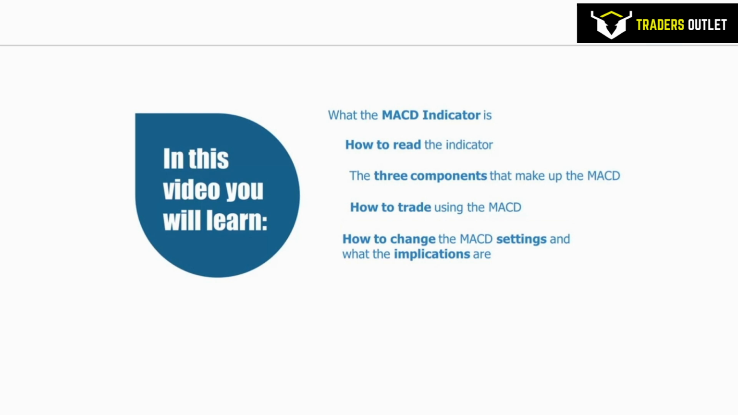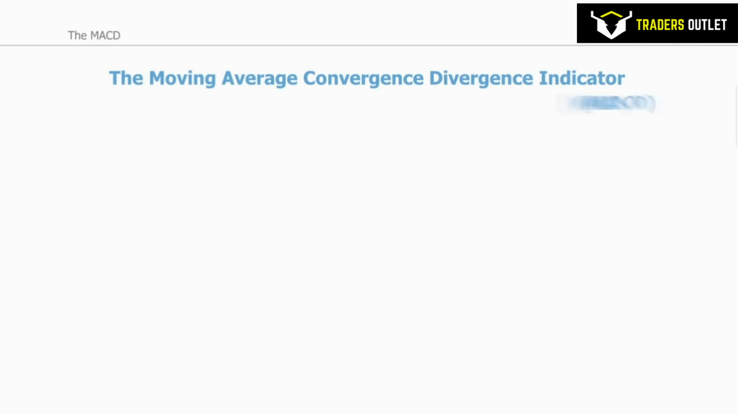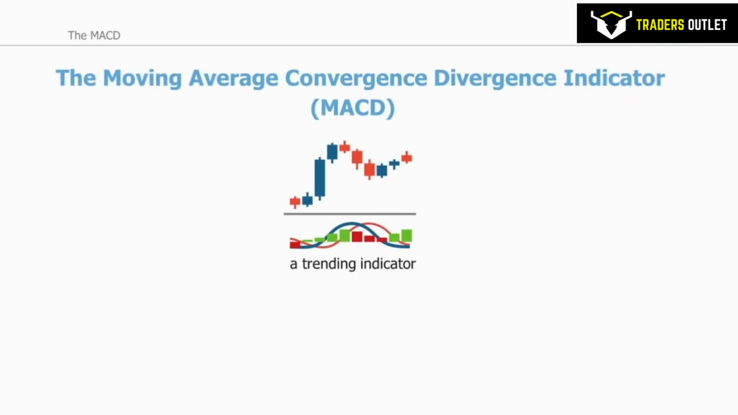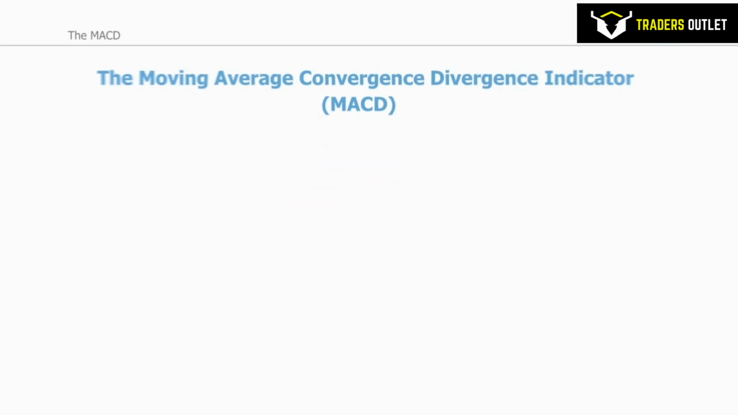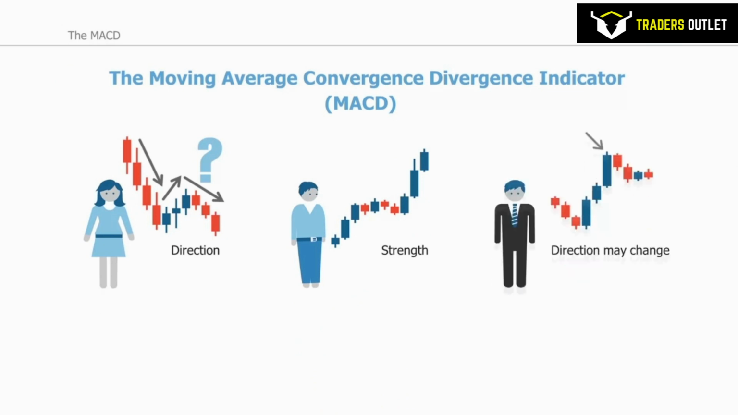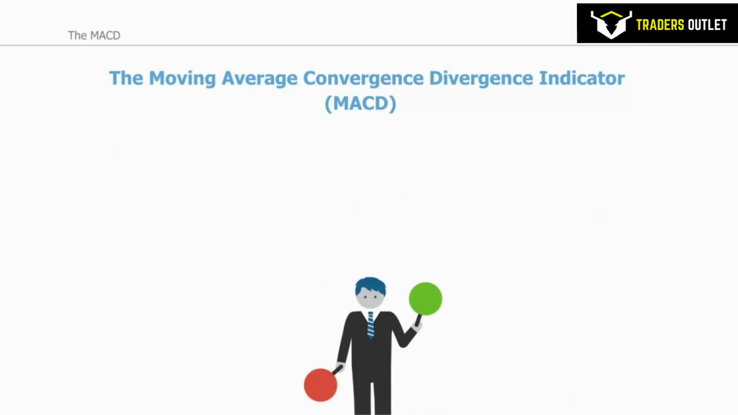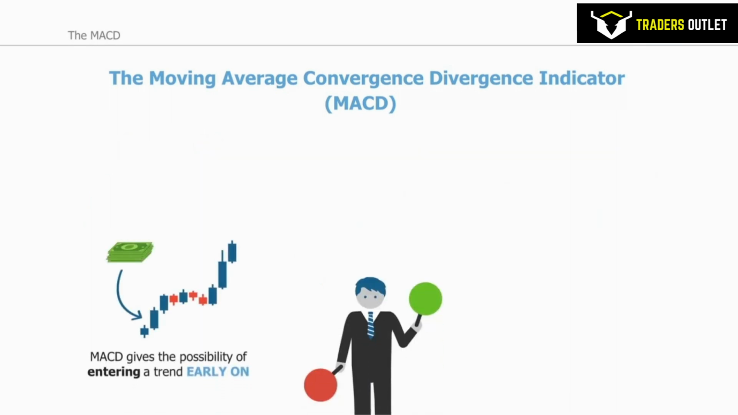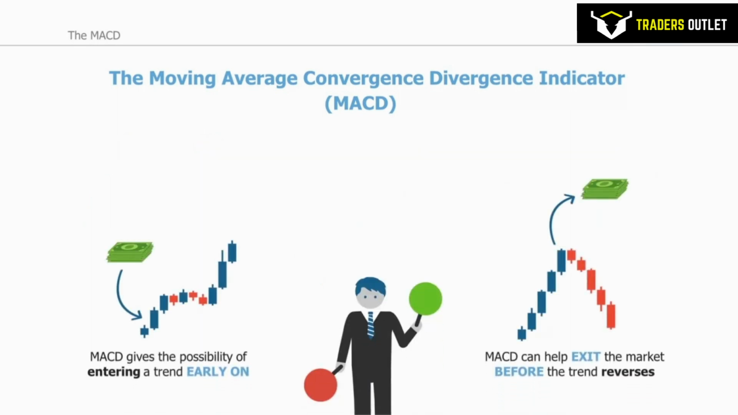The Moving Average Convergence Divergence indicator, or MACD as it is known, is mostly used as a trending indicator. It helps traders determine the market direction, the strength of move, and when that direction may change. Although it lags behind price, it gives the trader the possibility of entering a trend early on and can at times help a trader exit the market before the trend reverses.